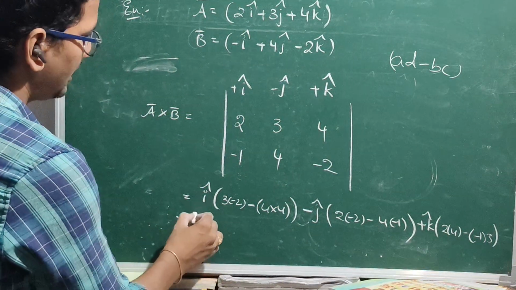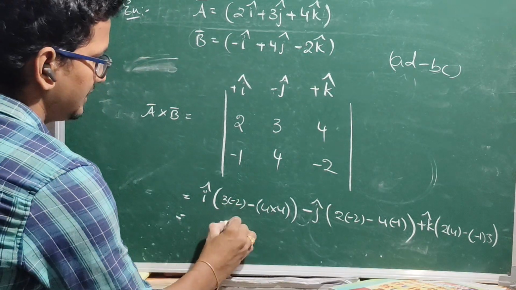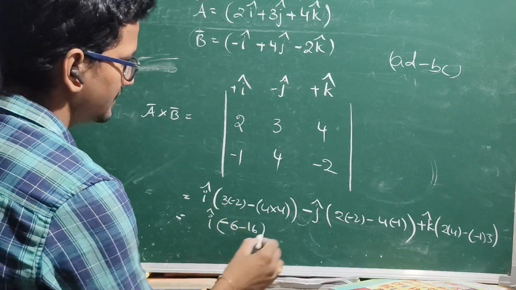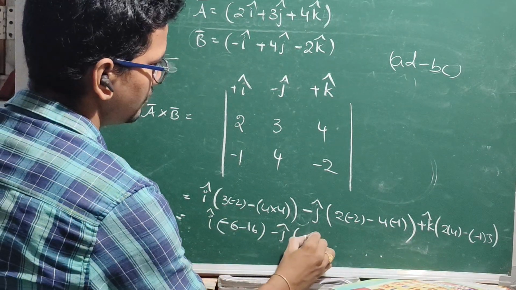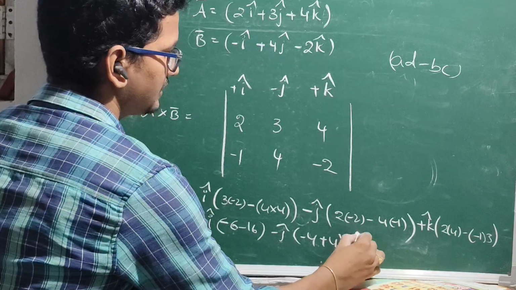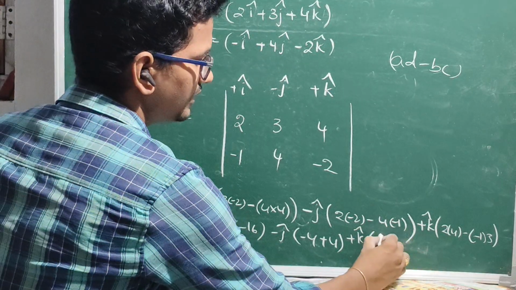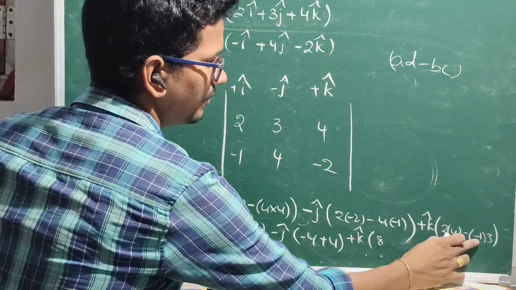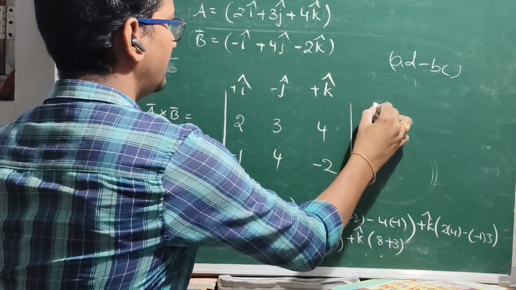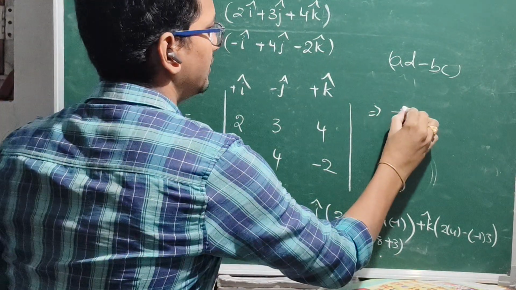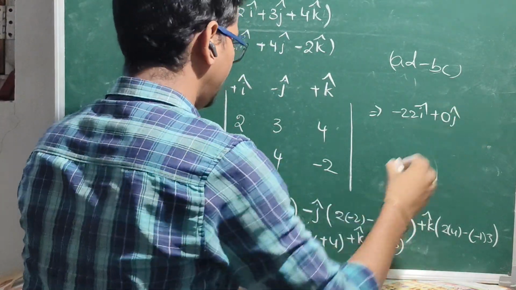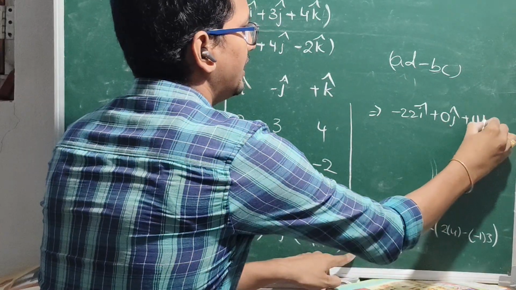Okay. See, what is the value here? 3 2s are minus 6. 4 4s are 16. i cap. Yes, minus j cap. 2 2s are minus 4. 4 1s are minus 4. Minus of minus is plus. Next, plus k cap. 2 4s are 8. Minus 1 into 3, minus 3. Minus 3 of minus is plus. Okay, we want to write here: minus 6 minus 16, minus 22 i cap. Next one, 0 j cap. Next, 11 k cap.